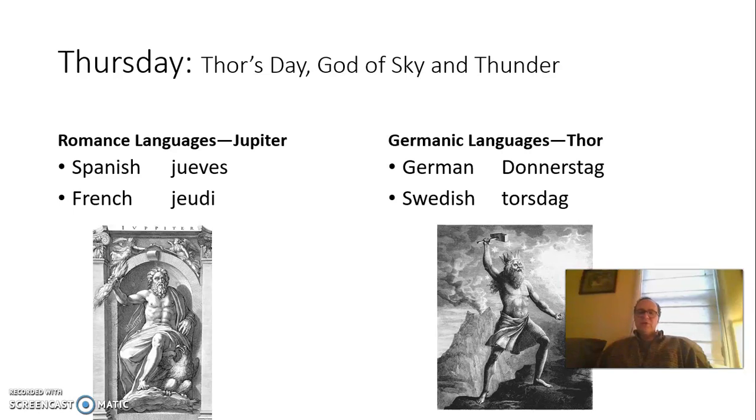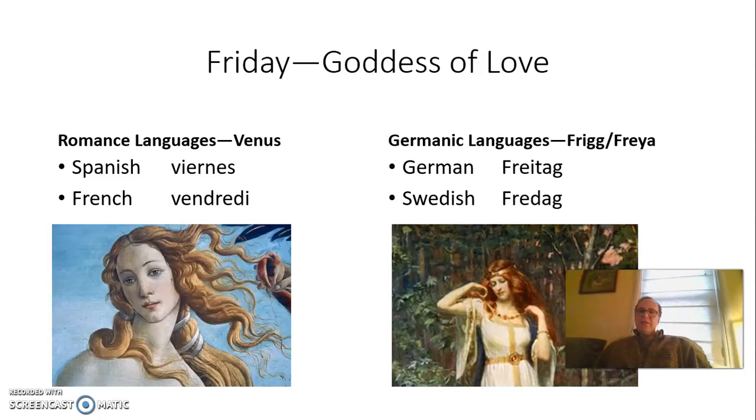In Romance languages, however, Thursday is devoted to Jupiter. And we see that in the Spanish jueves and in French jeudi. It's a celebration then of Jupiter. Friday is devoted to the goddess of love. In Romance languages, that would be Venus, which we see in the Spanish viernes and in the French vendredi.